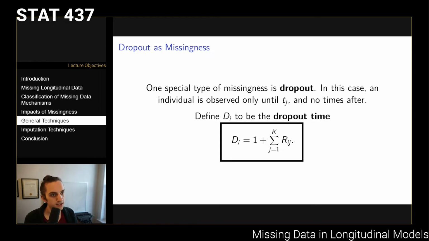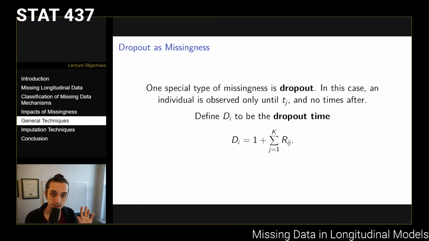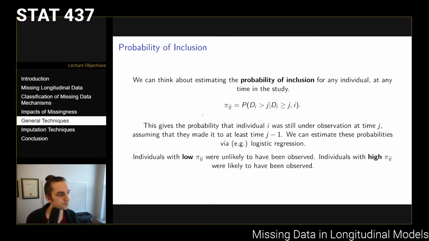But if we have these Di terms, then we can start talking about dropout. And we're going to think about weighting techniques as being specific to dropout. Technically, you can use them when we're not using dropout, but they're going to be easiest to understand in this situation. So we can conceptualize these weighting techniques as discussing the probability of inclusion in the sample, okay?